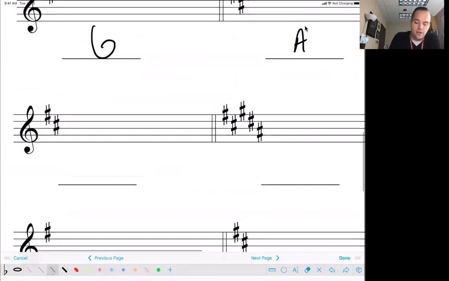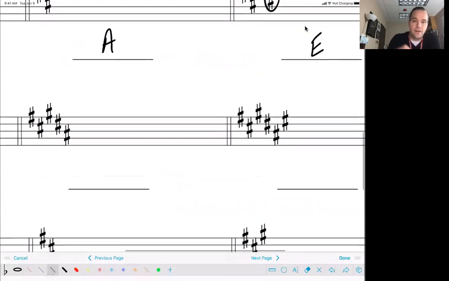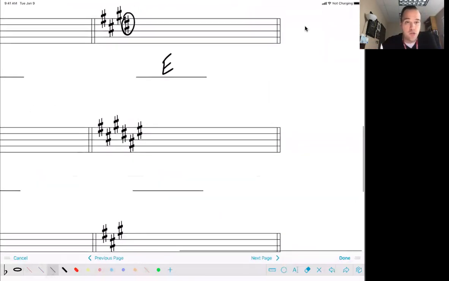This one is on C sharp. So the key is D. This one is on A sharp. So the key is B, right? So this is really straightforward. Now here's a tricky one because we have to be careful because this last one is on E sharp.